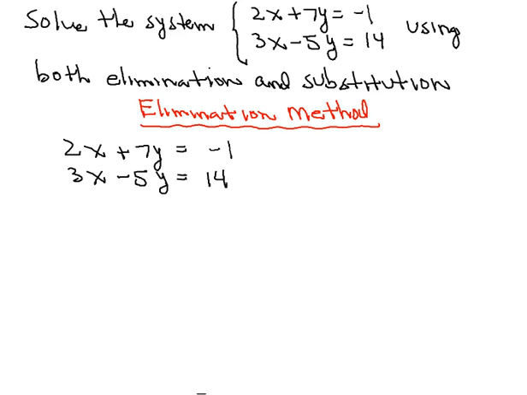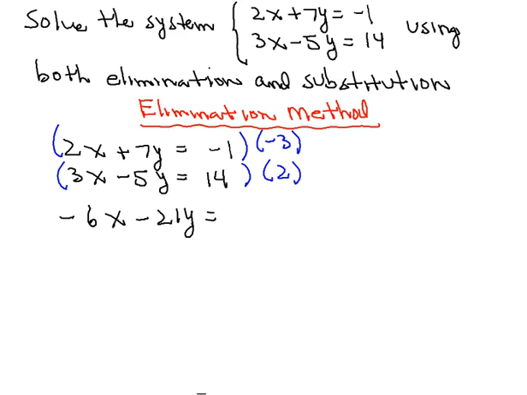So to do that, we're going to multiply the first equation here by -3 and the second equation then by +2. So the first equation then becomes -6x minus 21y is equal to 3, and the second equation becomes 6x minus 10y is equal to 28.